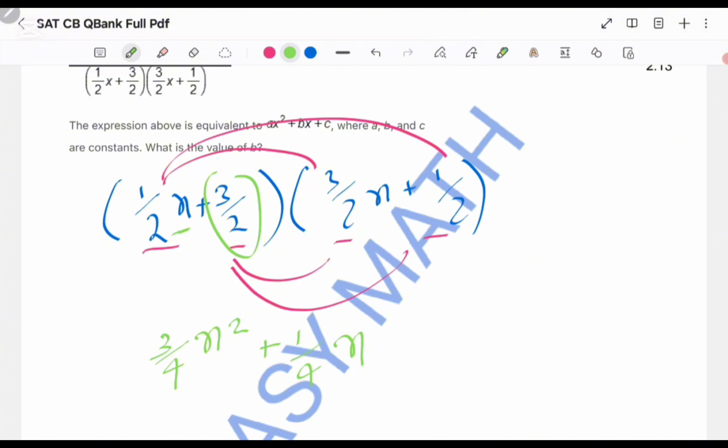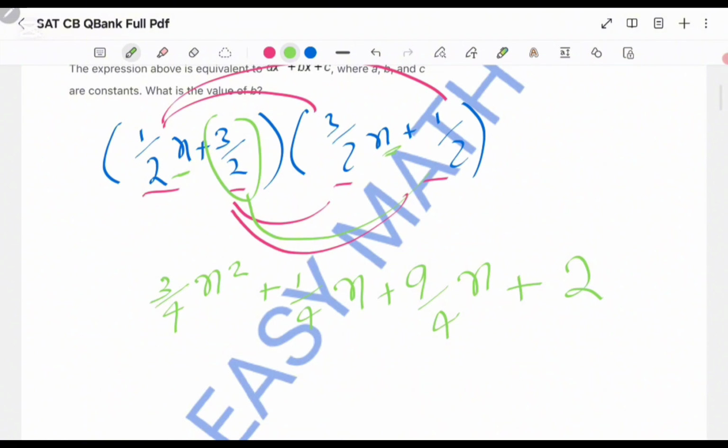I'm using my calculator on the side because, when working with fractions, maybe it's a little bit faster when you do it on your calculator. So we're gonna have 3 over 2 multiplied by 3 over 2. We're gonna get 9 over 4, and there's only one x, so that's an x, plus our last and only constant, 3 over 2 plus half, and that is gonna leave me with a 2.